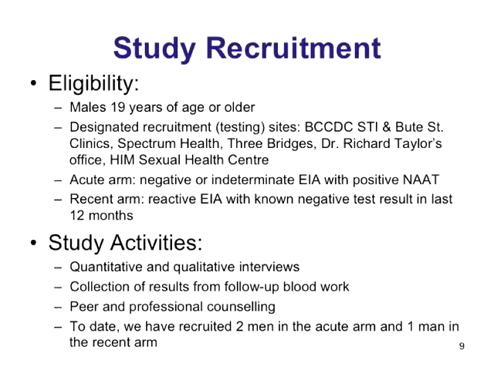So the study is eligible to males who are 19 years of age or older, and basically everyone who comes to our recruitment sites, they're listed up there: the BC-CDC, STI, and Beat Street clinics, Spectrum Health, Three Bridges, Dr. Richard Taylor's office, as well as the HIM Sexual Health Center. Anyone who presents themselves at one of these sites requesting an HIV test will be included into the advanced lab algorithm.